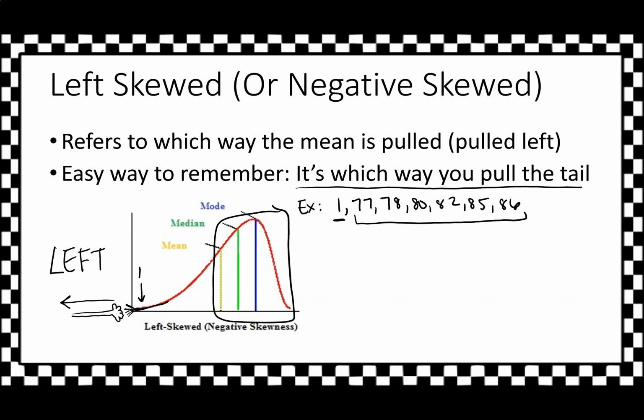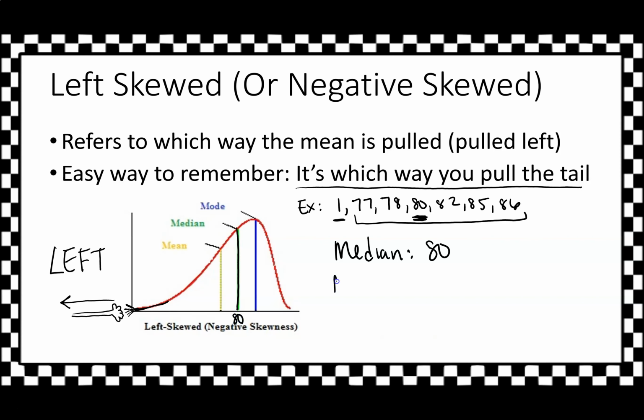And the question is, why is that still called left skewed? Well, let's see if I can explain this. If I found the median of this data, I'd have to cross out left, right, left, right, left, right. I'd be left with this one right here, and that's my median. So I'm going to label that right here. That's my median of 80.